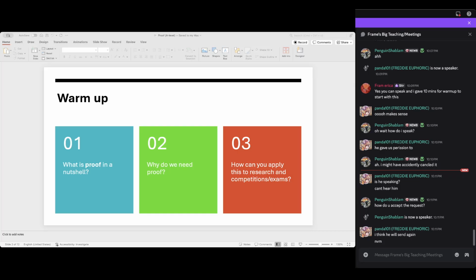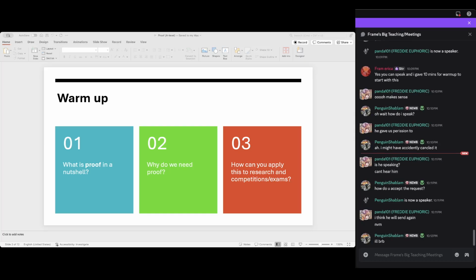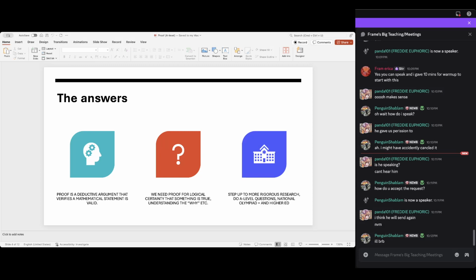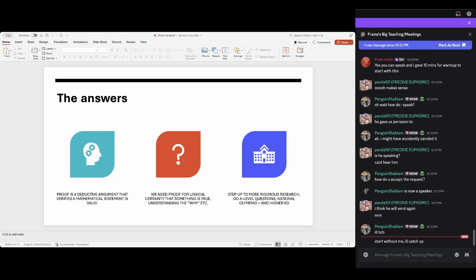Yeah, that is how we have similar lessons. It's just your answers for these. What is proof? Did you have a similar warm up? Proof is a deductive argument that verifies a mathematical statement is valid, and these are the answers, respectively.